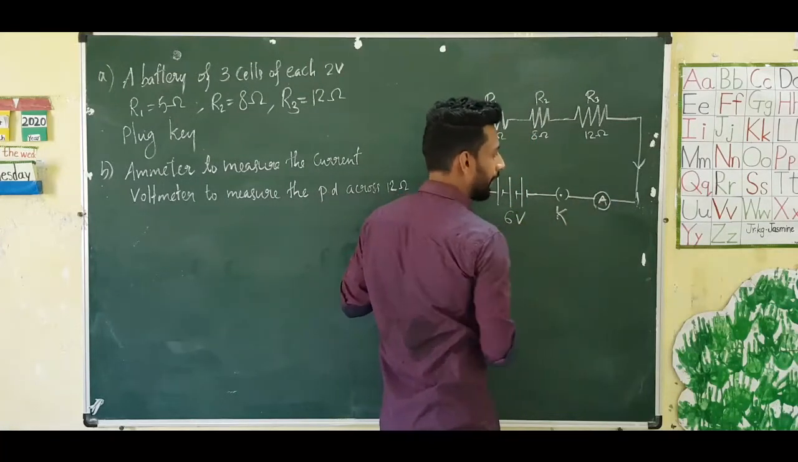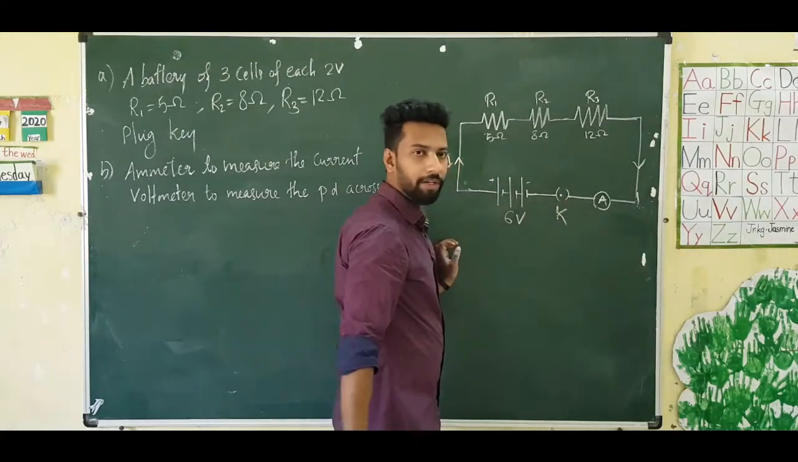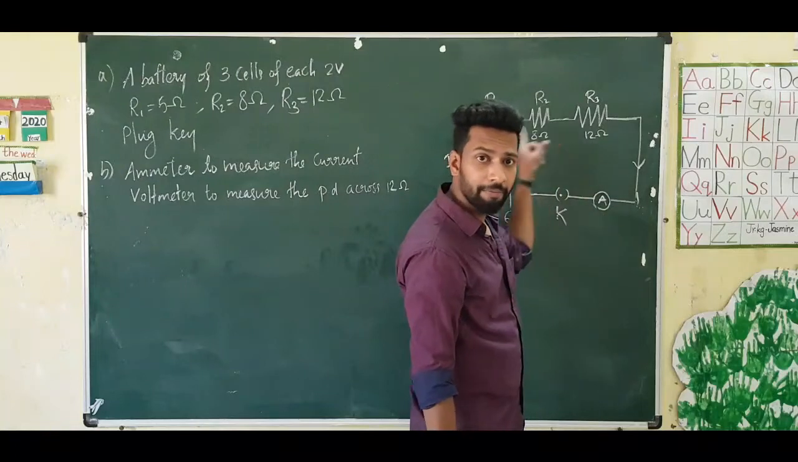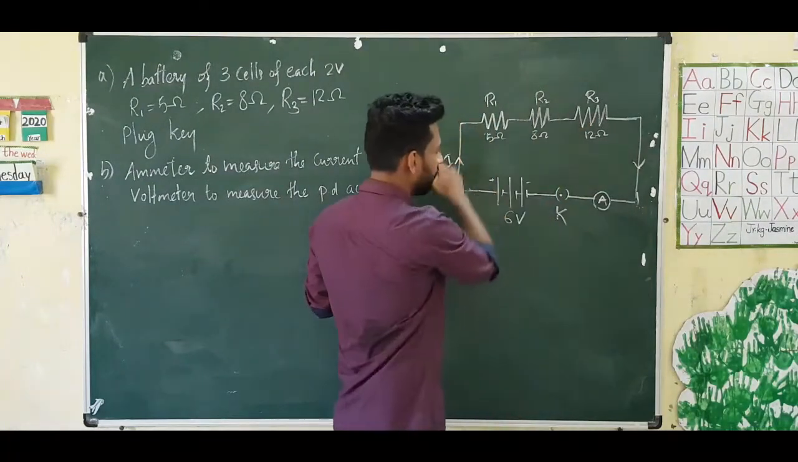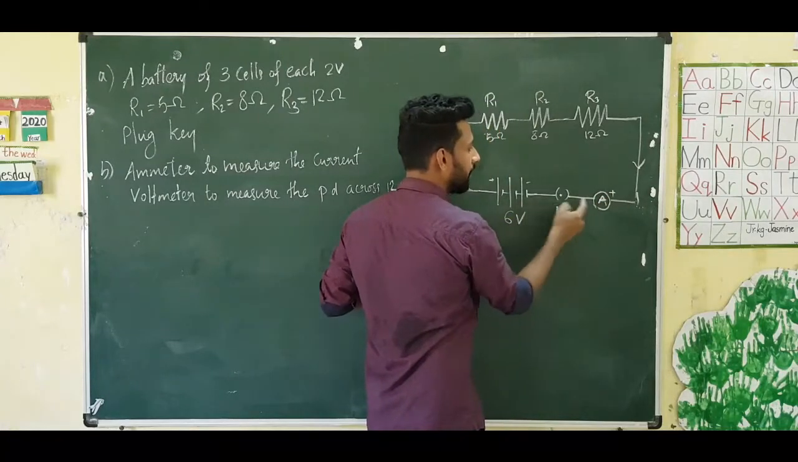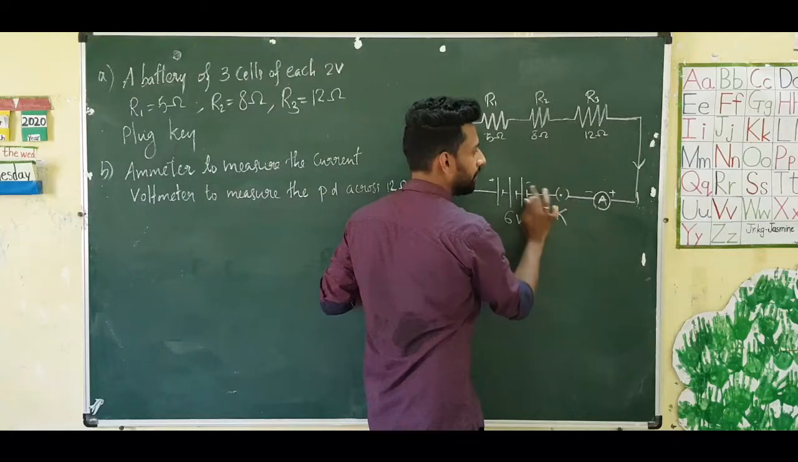Then mark the positive and negative terminal. When you connect the ammeter, make sure that the positive terminal of the ammeter must be connected to the positive terminal of the battery. So here is the positive side of the battery. And the negative terminal of the ammeter must be connected to the negative side of the battery. So here is the negative side, isn't it?